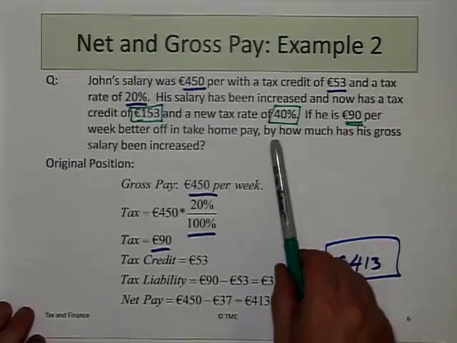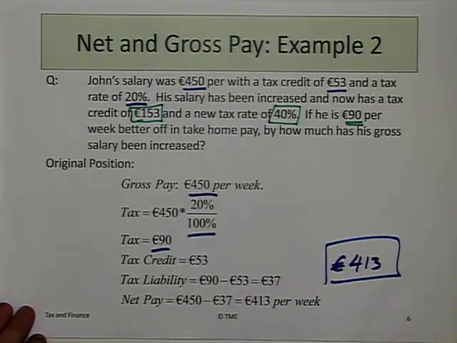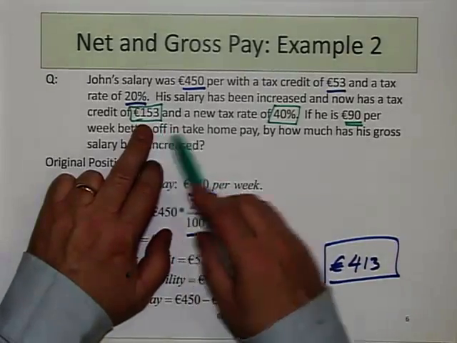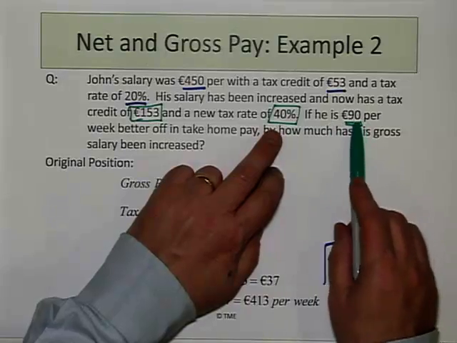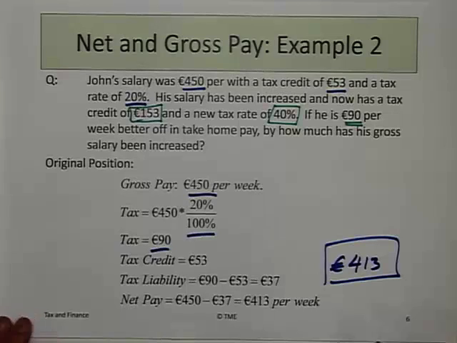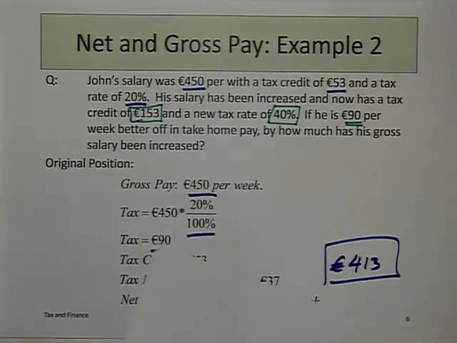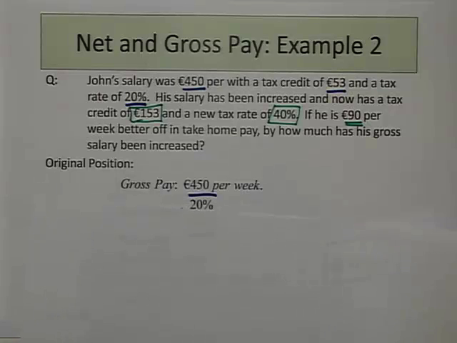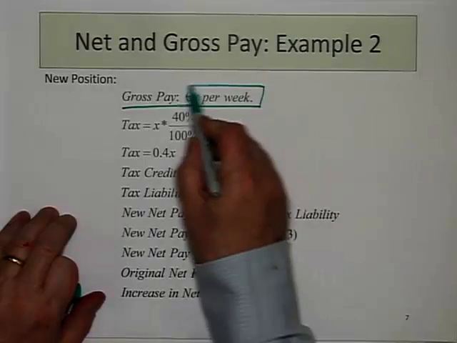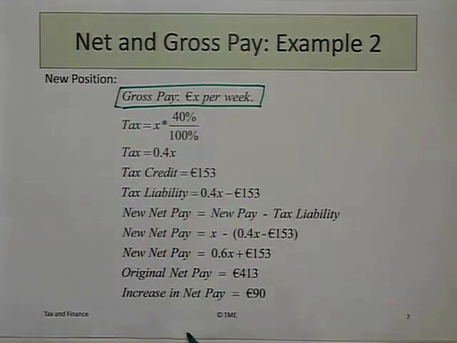But let's look at the second one. The second one is, we have this thing now, and it's 153, we know the credit, we know the 40%, we know the 90, etc., but we don't know the amount. And if we don't know the amount, the best way to do that is say, well, let's call it X. We don't know what the gross salary is. So let's assume that the gross pay, let's just say it's X a week.